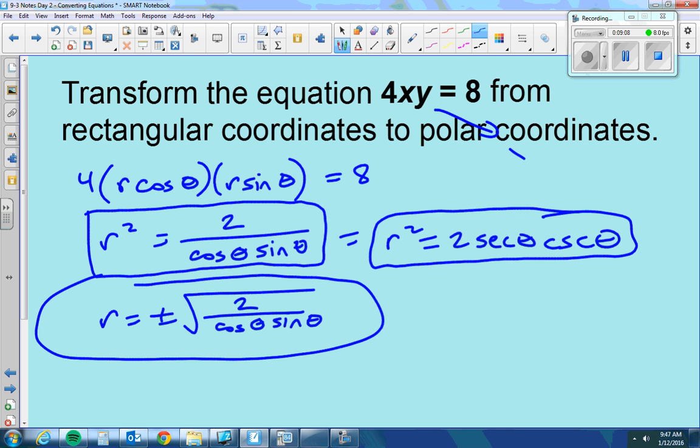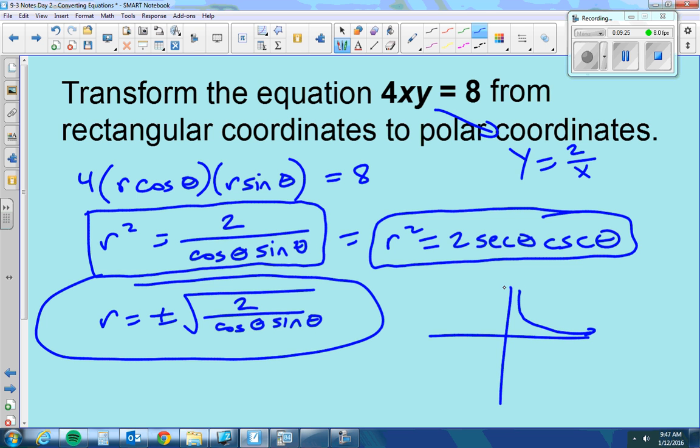If I solve for y, I would divide by 4x. Well, 8 divided by 4 is 2, so you get 2 over x. Let's break that down. The rectangular equation written as a function. And I'll just tell you that is a parabola. I mean, not parabola, hyperbola.